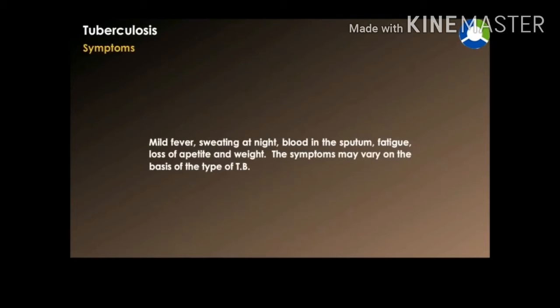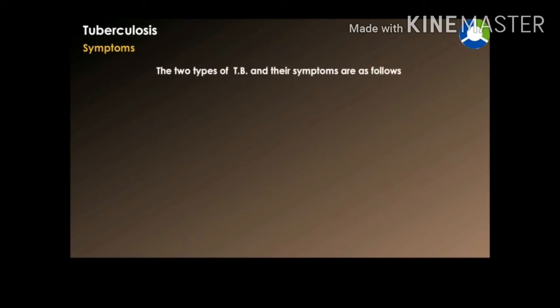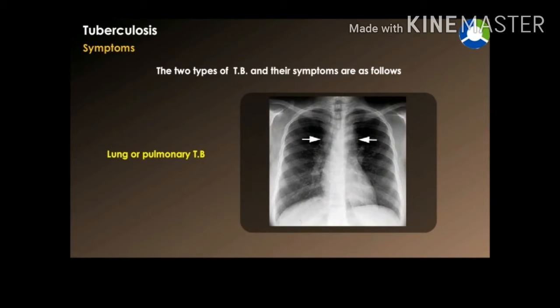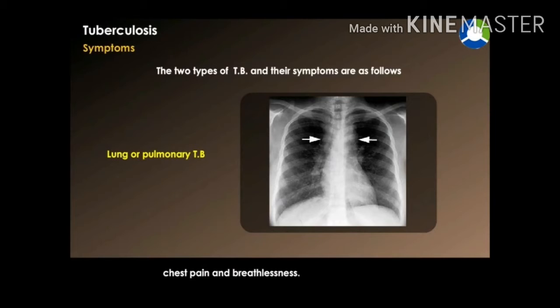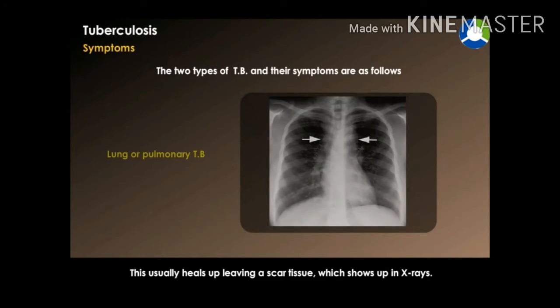Symptoms: mild fever, sweating at night, blood in the sputum, fatigue, loss of appetite and weight. The symptoms may vary on the basis of the type of TB. The 2 types of TB and their symptoms are as follows. Lung or pulmonary TB. The symptoms include continuous cough and blood-stained sputum, loss of weight and weakness, chest pain and breathlessness. The bacteria cause local inflammation of the lungs and produce an abscess. This usually heals up, leaving a scar tissue, which shows up in X-rays.